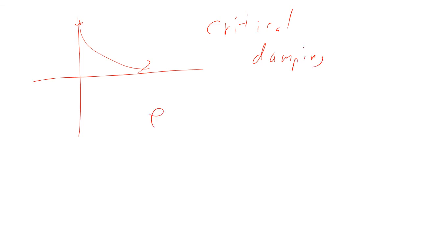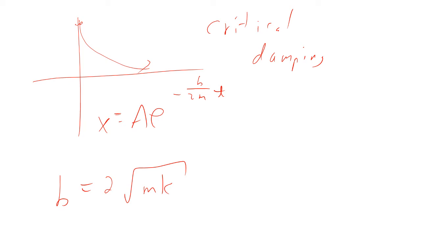So the x will be some amplitude, how far you put it out of position, e to the minus b over 2m t. Okay, and so b is going to be equal to 2 square root mk. And so that's the critical damping.